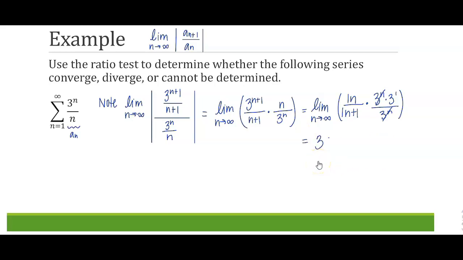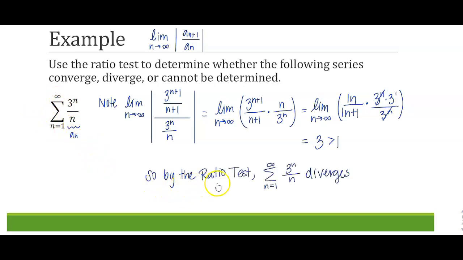Since this value is greater than 1, the ratio test tells us that the original infinite series diverges. So we would write, so by the ratio test, the sum of n equals 1 to infinity of 3 to the n over n diverges.